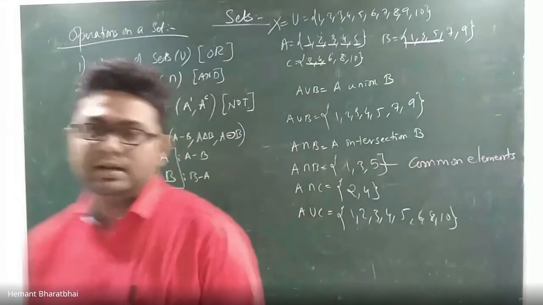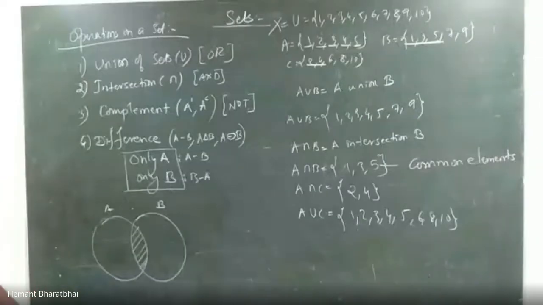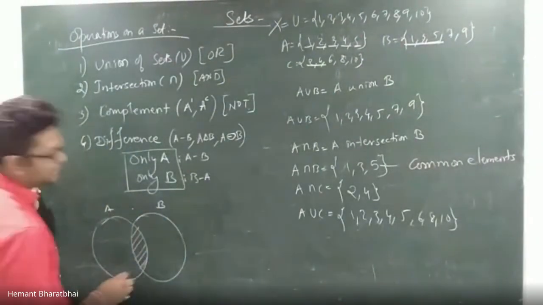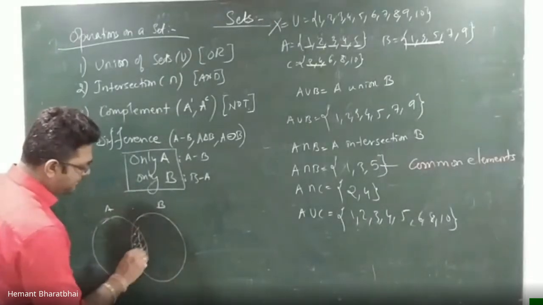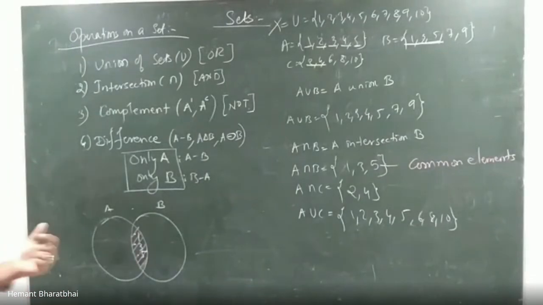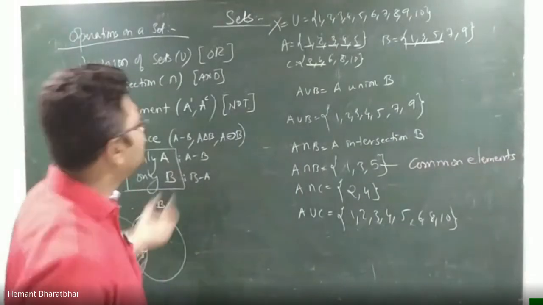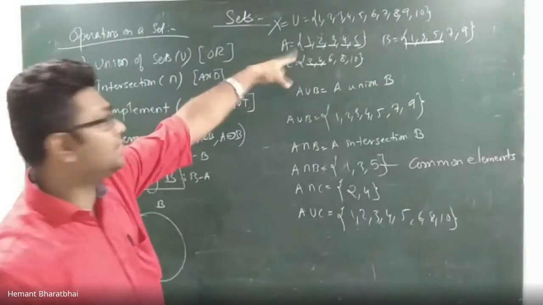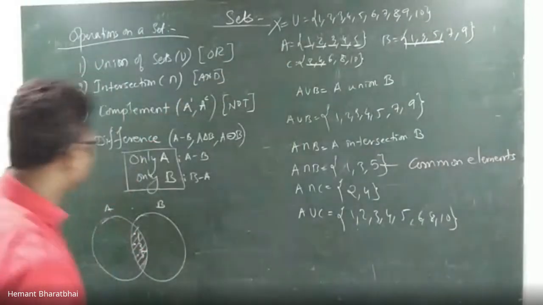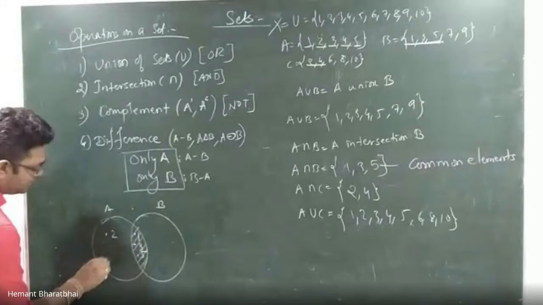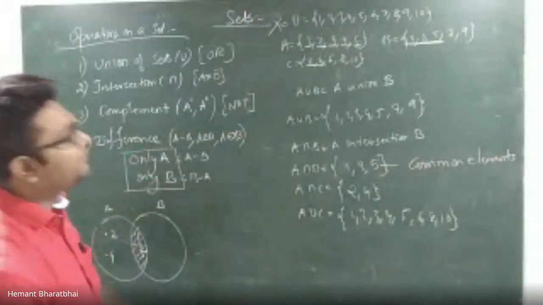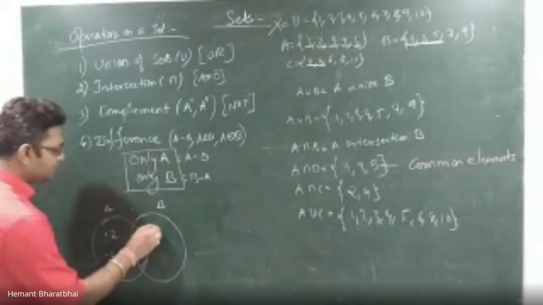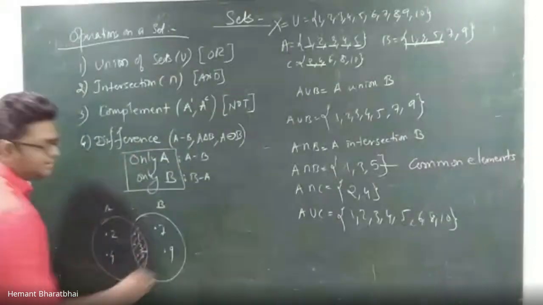So whatever common elements are there, I'll write them over here. Common elements in A and B are 1, 3, and 5, so I'll write those over here. Then what are the elements which are there in A and not in B? That is 2 and 4. So I'll write 2 over here and 4 over here. Similarly, in set B, apart from 1, 3, and 5, set B has 7 and 9. So I'll write 7 over here and 9 over here.